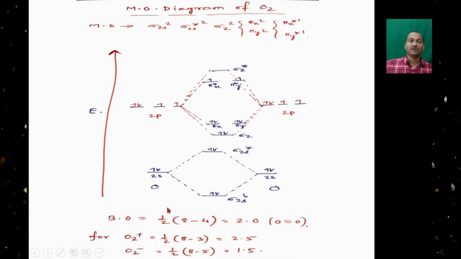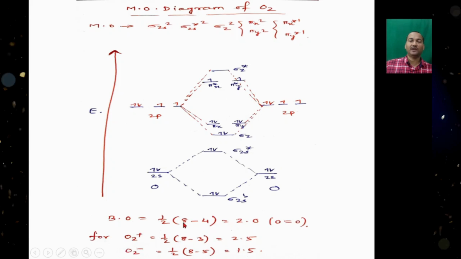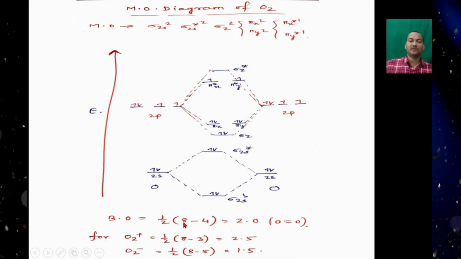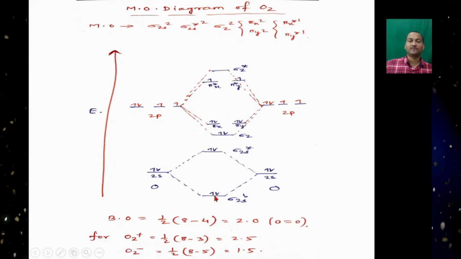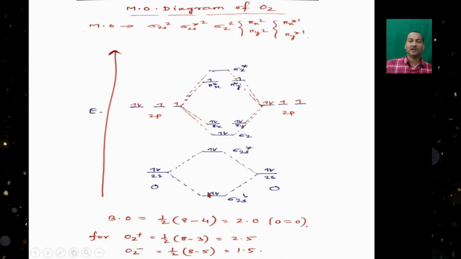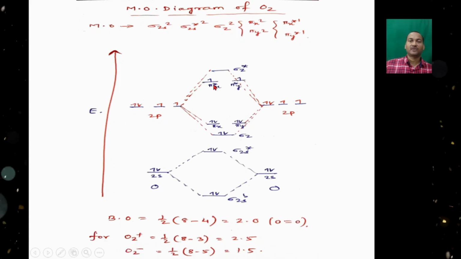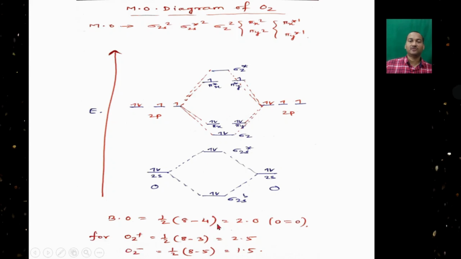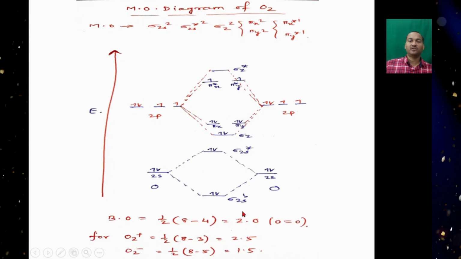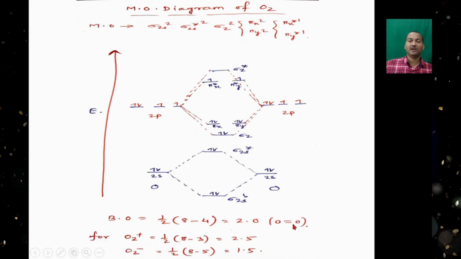So your bond order is 1 by 2 whole into number of electrons in bonding orbitals. So 2 here and 6 here. So total 8. And number of antibonding electrons is 2 and here 2. So total 4. So the bond order is found to be 2.0. So we have in O2 molecule 1 sigma bond and another is pi bond.